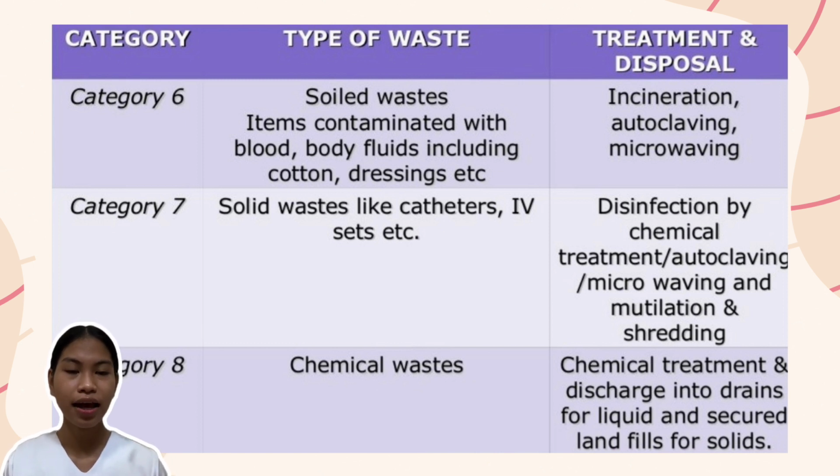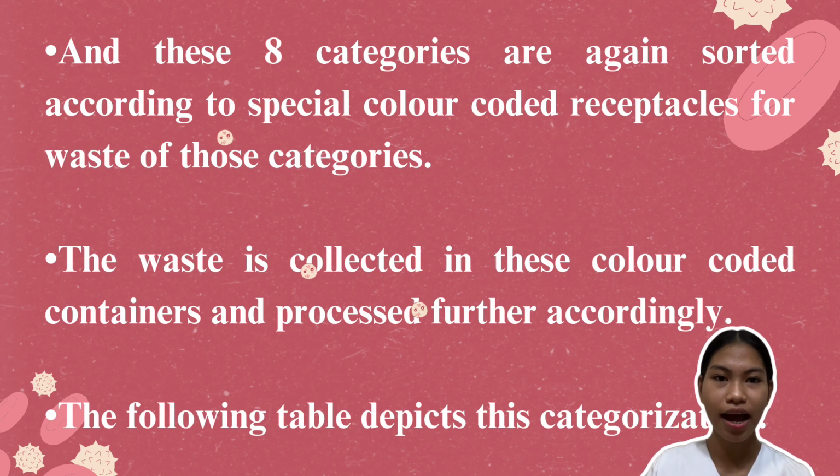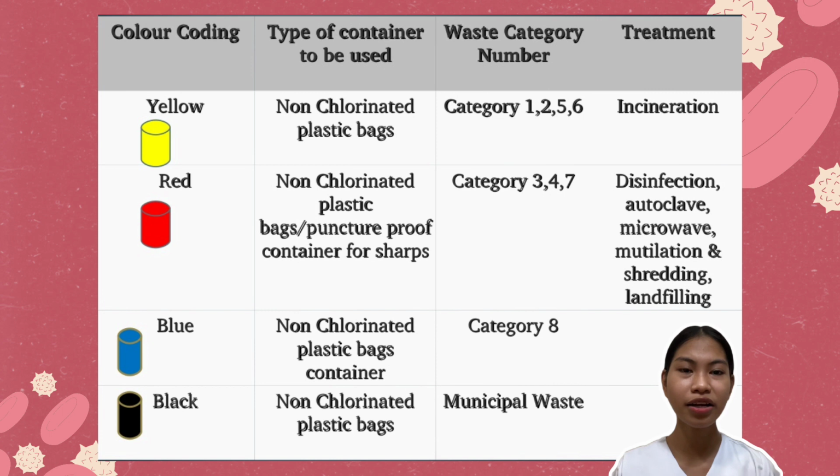And Category 8, type of waste: chemical waste. Treatment and disposal: chemical treatment and discharge into drains for liquids and secured landfills for solids. And these 8 categories are again sorted according to special color-coded receptacles for waste of those categories. The waste is collected in these color-coded containers and processed further accordingly. The following table depicts this categorization. So here are the color coding with their type of container to be used, waste category number, and treatment.